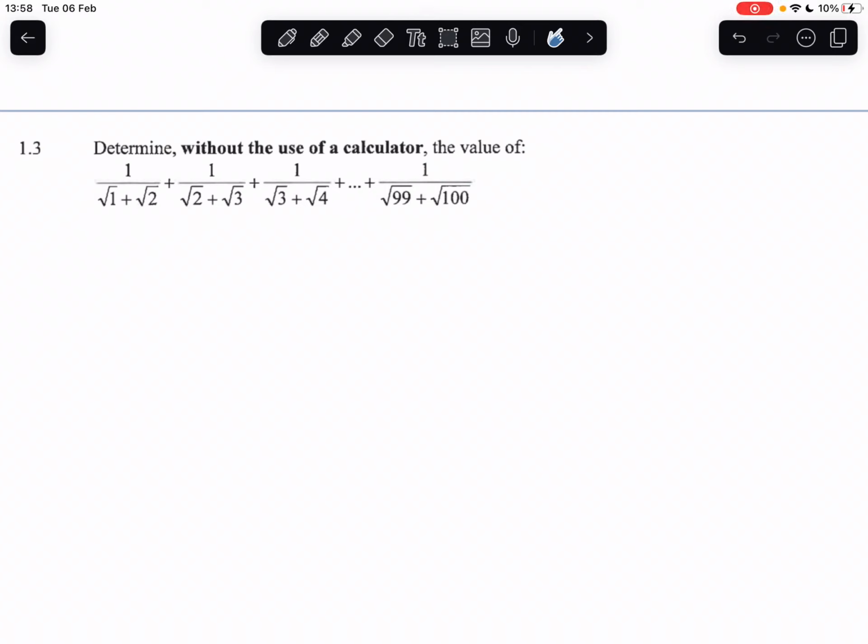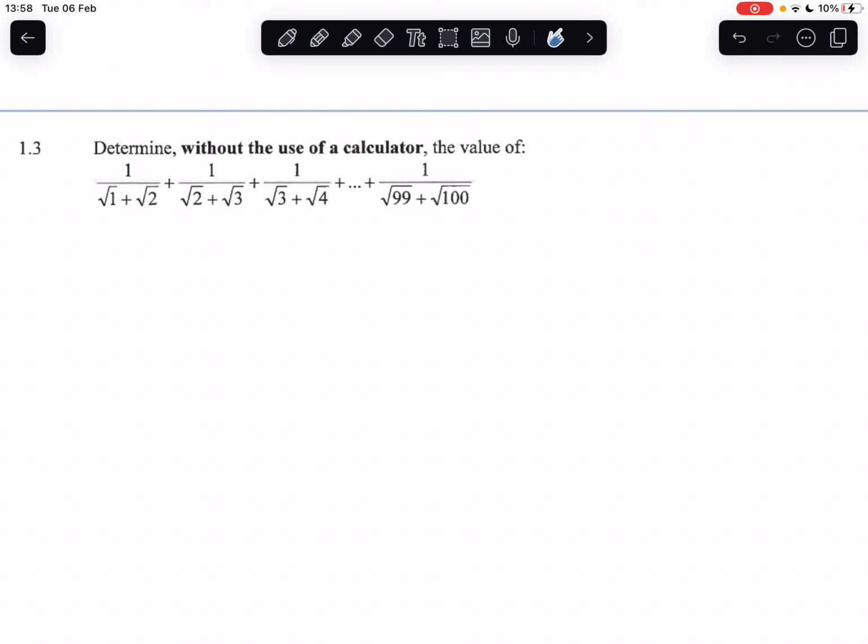Welcome to another nostalgic math ramble. Today we are looking at NSC. All these papers are NSC, so specifically the DBE, the department's paper, from May 2023, paper 1.